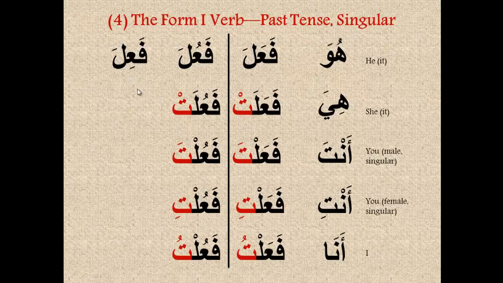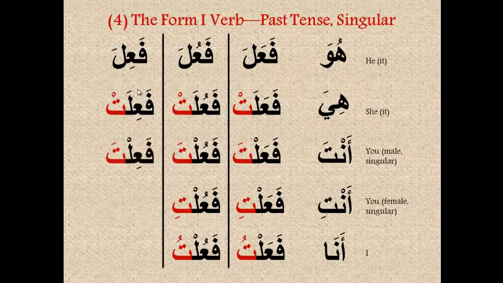For fa'ila, we conjugate in the same way. Hiya fa'ilat, anta fa'ilta, anti fa'ilti, ana fa'iltu.